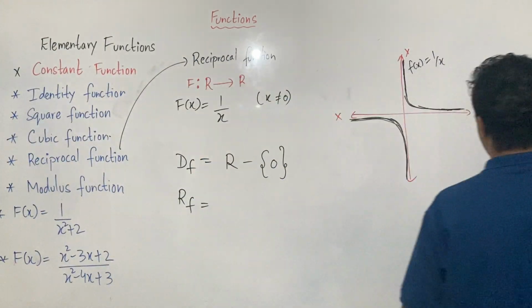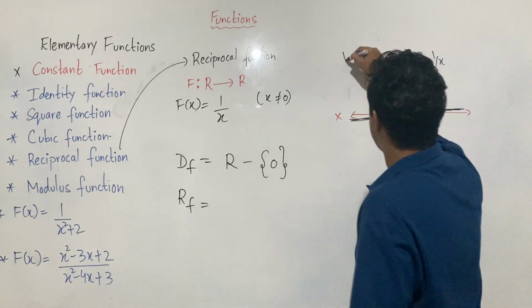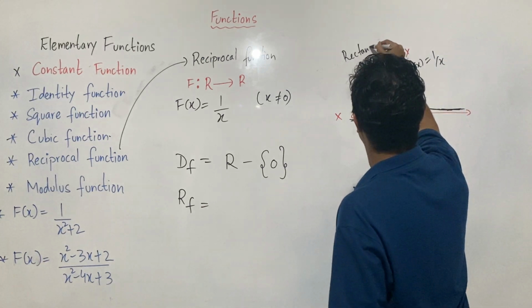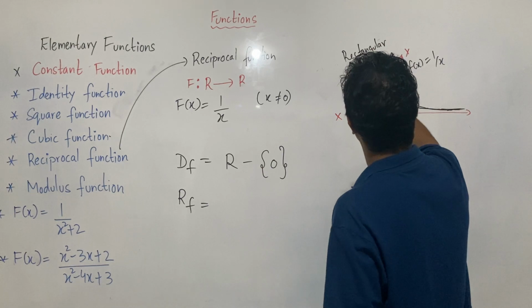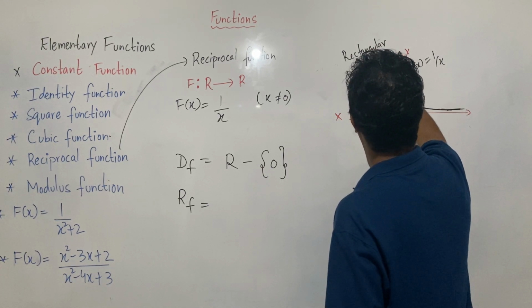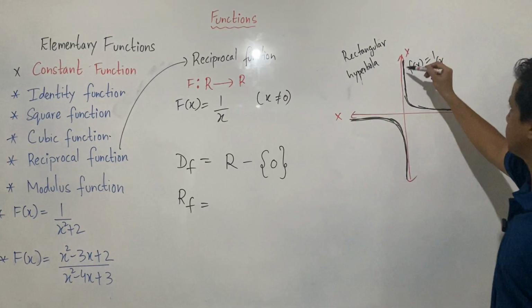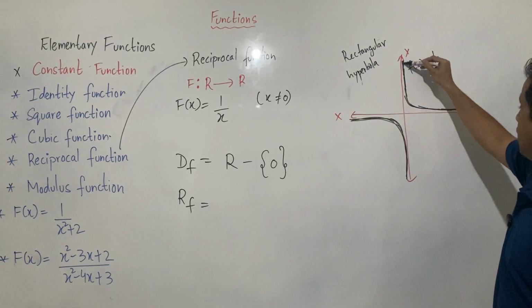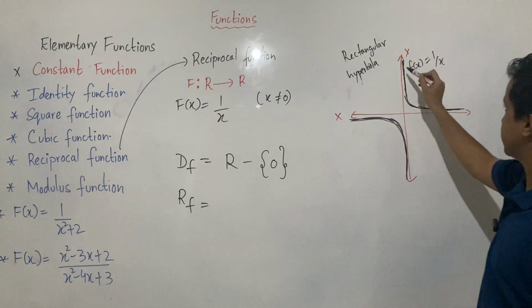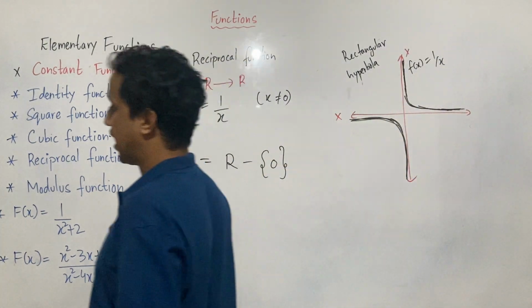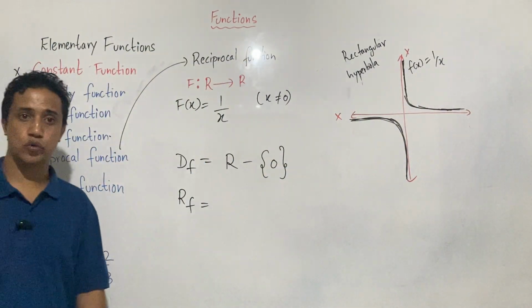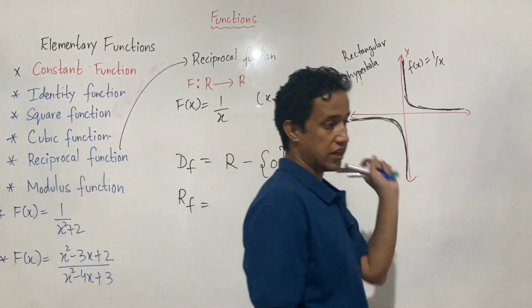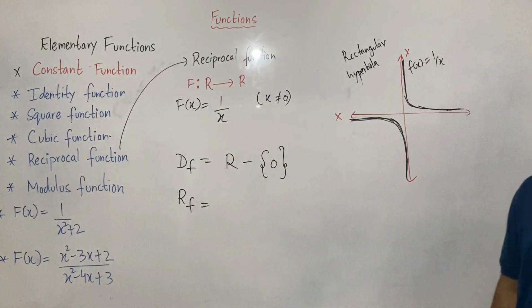Okay, so this is very similar to your rectangular hyperbola. It has two asymptotes. See here, an asymptote at the x-axis, an asymptote at the y-axis, and these two asymptotes are perpendicular to each other. That's why it's known as a rectangular hyperbola.